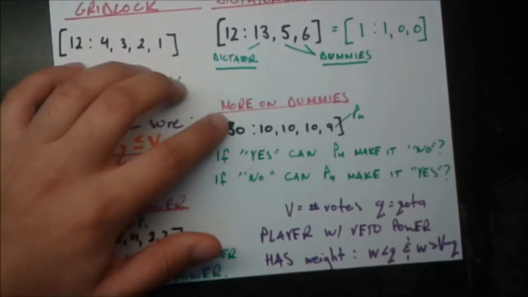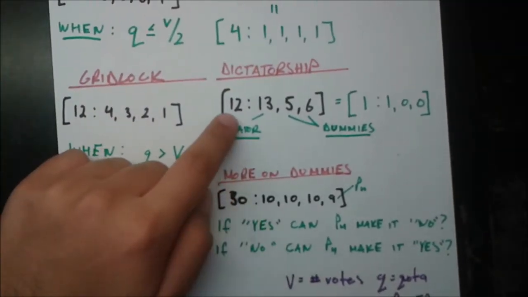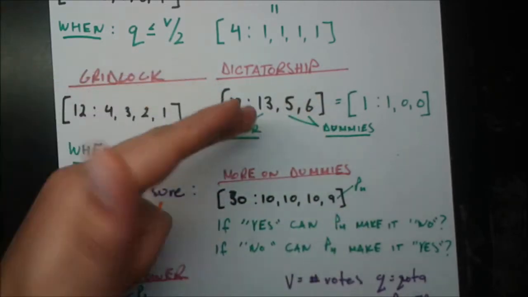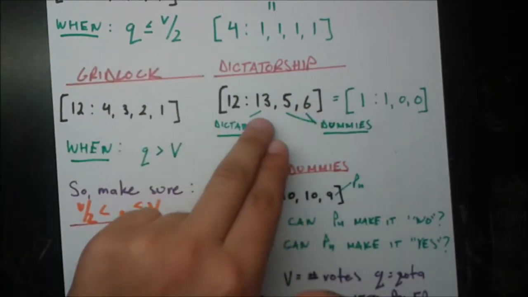So we can talk a little bit more on dummies. In this case, it might have been easy for you to see that this person was a dictator and these people were dummies, because these people have so much fewer votes than this person here.